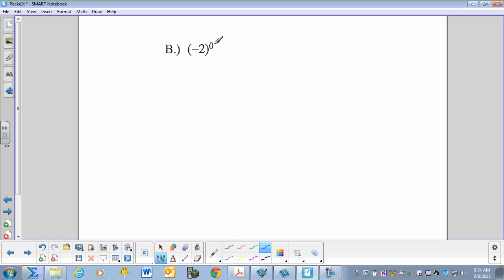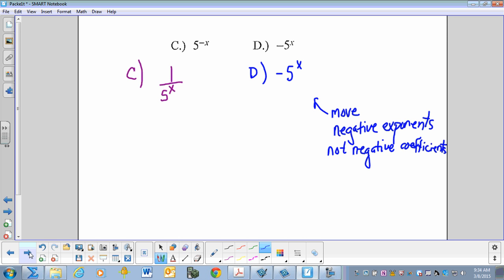Negative 2 to the 0. Anything inside the parentheses is to the 0 power, so we know the answer is 1, because anything to the 0 power is 1. So go ahead and do the rest of them. Your answers for C and D. And remember, for D, some people get confused. We're not looking at the sign of the coefficient. We're talking about the sign of the exponent. So we only move negative exponents, not negative coefficients. So this was already written in standard form.